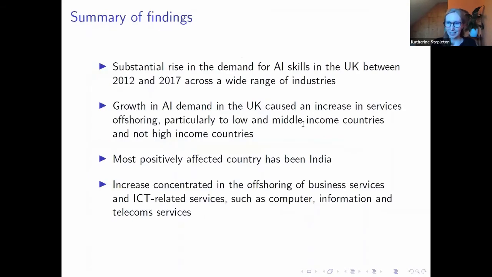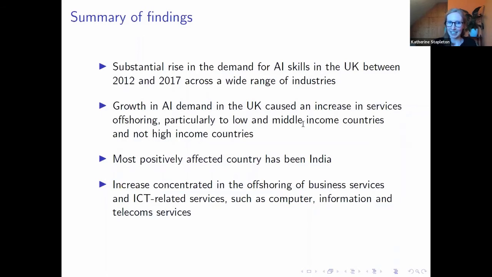So the first key finding from this paper is that there has been a substantial rise in the demand for AI skills in the UK over this time period. And most importantly, this has been prevalent across a wide variety of industries, which is suggestive that AI is a general purpose technology and is one that's very broadly applicable.